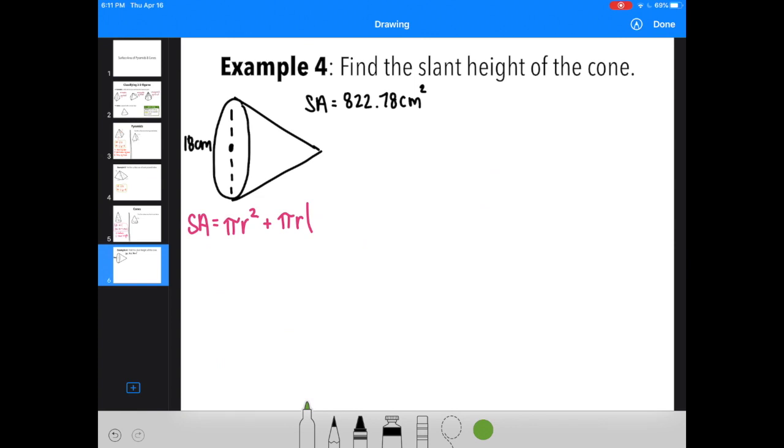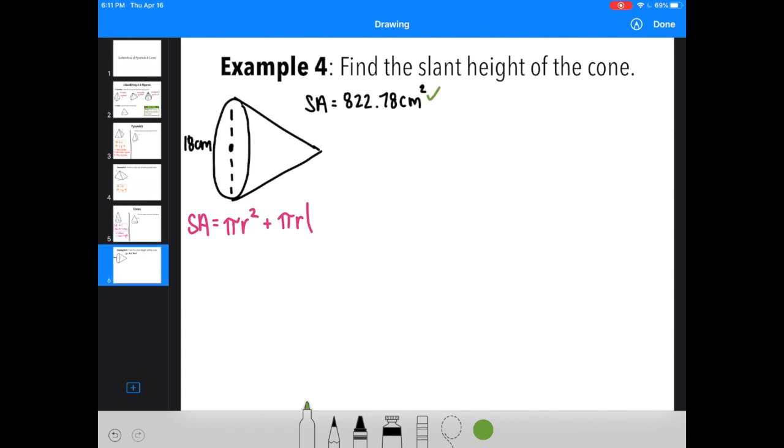All right, let's look at one more final example. Here we are trying to find the slant height of the cone, so I'm trying to solve for that L. There's two ways to go about this. You can either, number one, plug all your information into your equation and solve for L, or you can rearrange your equation, then plug in your information. Whichever way works. I'm just going to plug in our info.